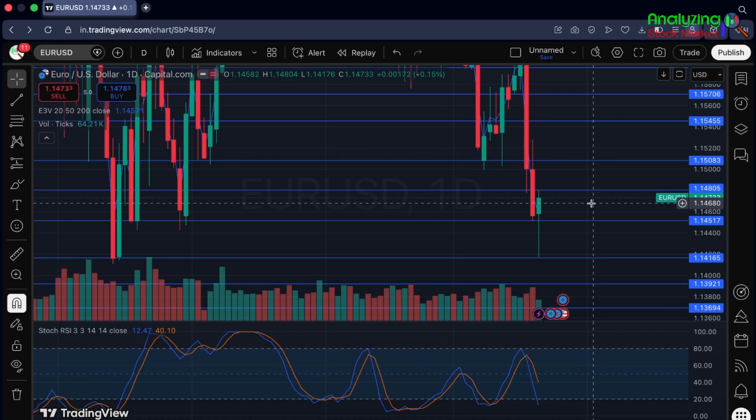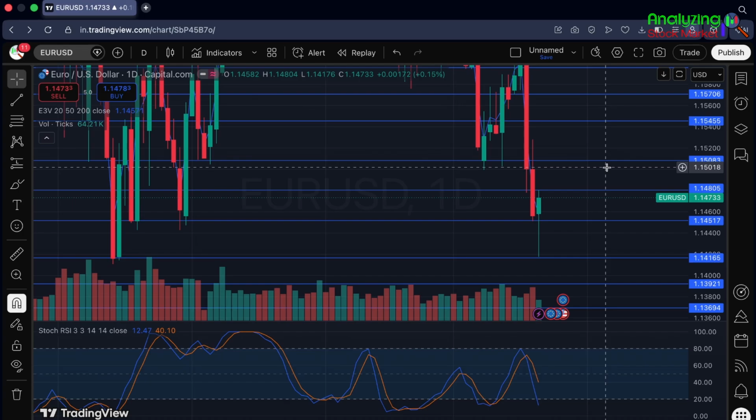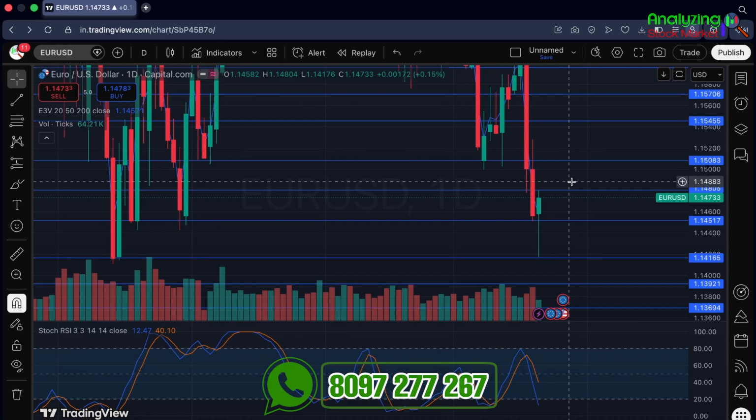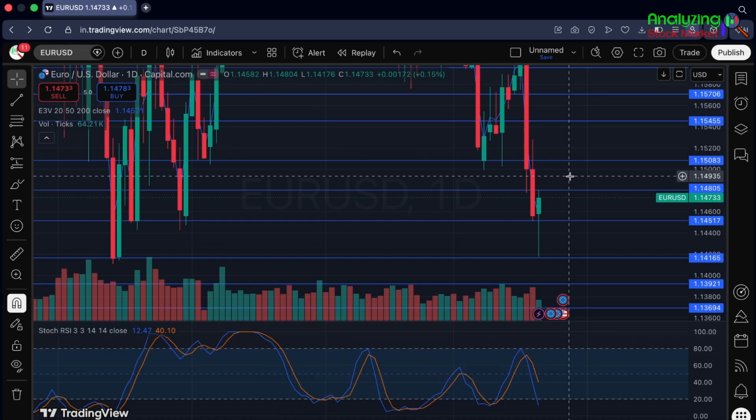Now let's talk about my opinion on EURUSD for this week. According to the previous week's momentum, I'm expecting a positive move in this range, that is 1.14805 to 1.15083. I'm expecting a positive move, but remember, we only trade for a positive move once we get a 4-hour or one-day candle closing confirmation, then only we trade for this level.